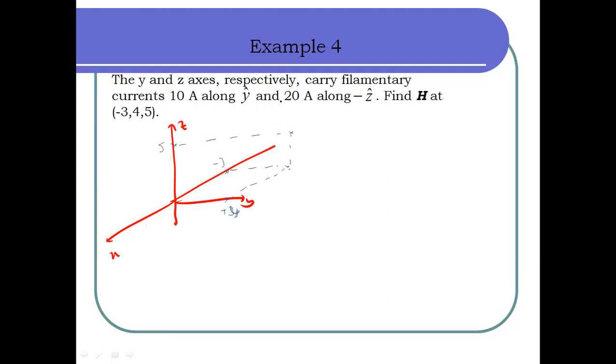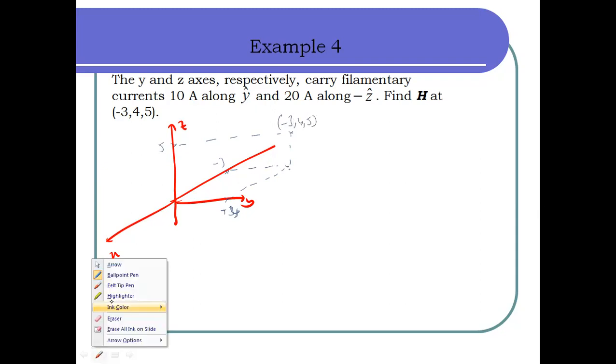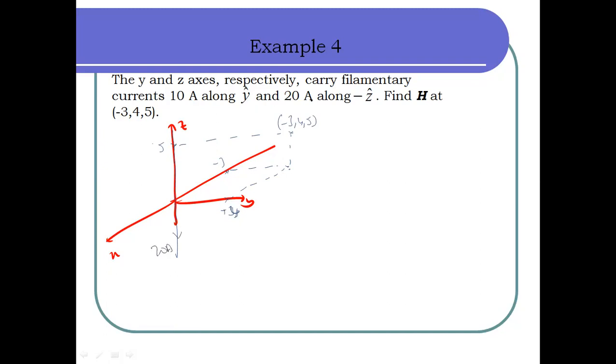Okay, that should be the negative 3, 4, and 5 coordinate. Your line current is located here. That should be the line current in the negative z direction, and it should be 20 ampere. So again, by using the equation for filament number 2, the H field will be equal to I, which is 20 ampere, over 2 pi R.